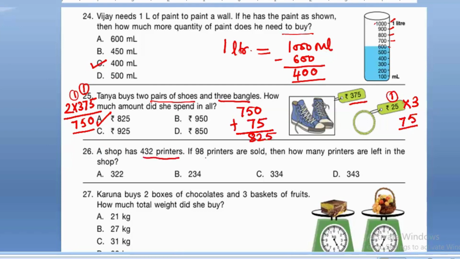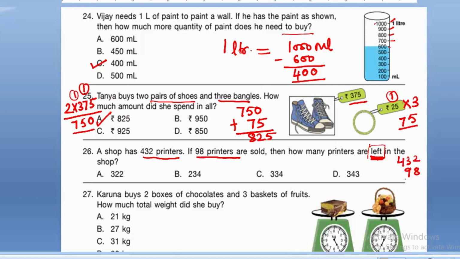Okay. Now let's move to the 26th question, which is: a shop has 432 printers. Out of this, 98 printers are sold. Then how many printers are left with him? Okay, the question is asking how many printers are left with him. Whenever the word left is in the question, what are we supposed to do? We need to subtract. So we will subtract 98 from 432.